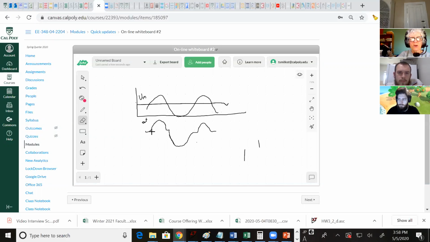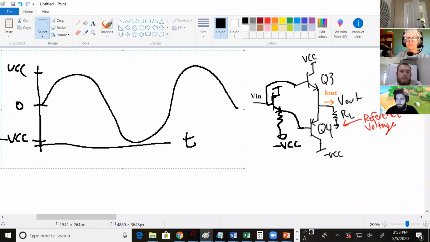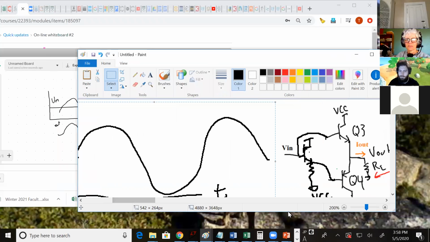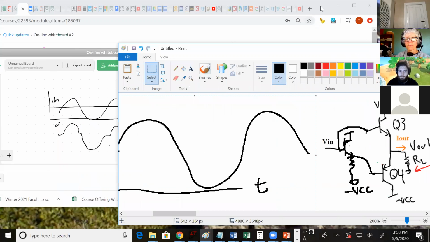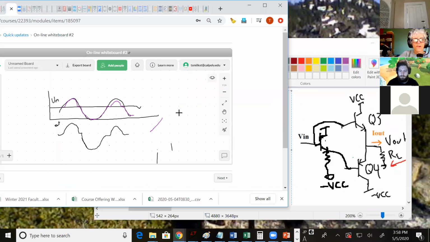Can you draw what your V out looks like on top of this? And this is again for, where did I draw it? For this circuit. Okay. So let's see. One room hasn't come back. I'll call him back. Okay. So can you describe what's going on here?